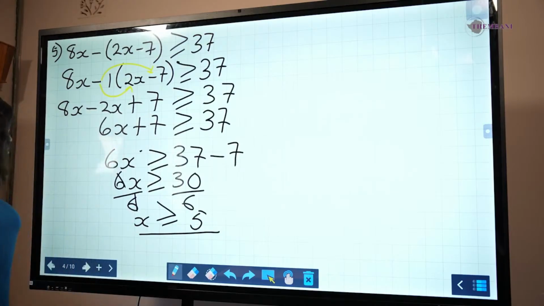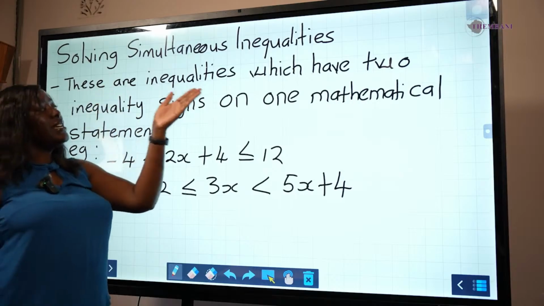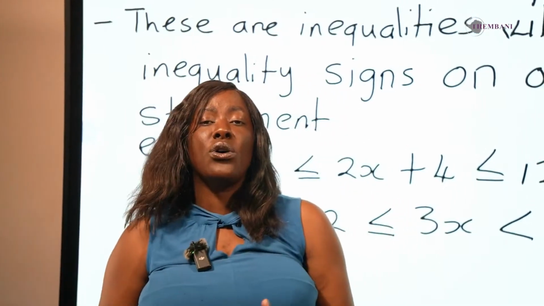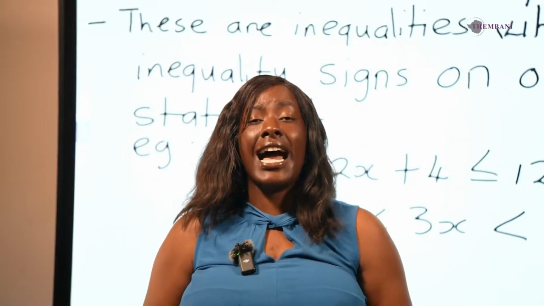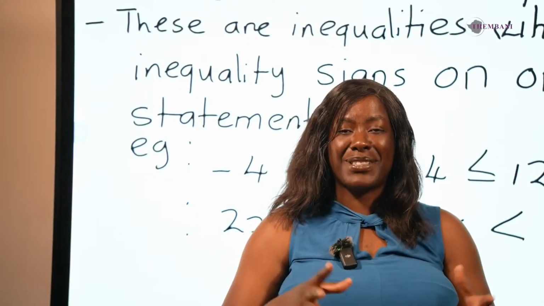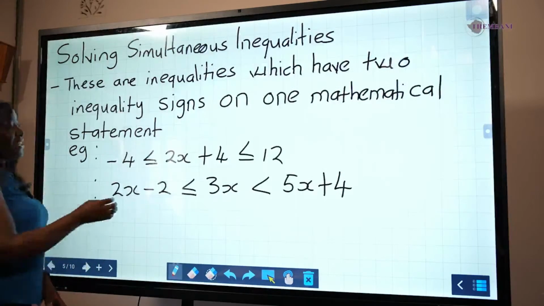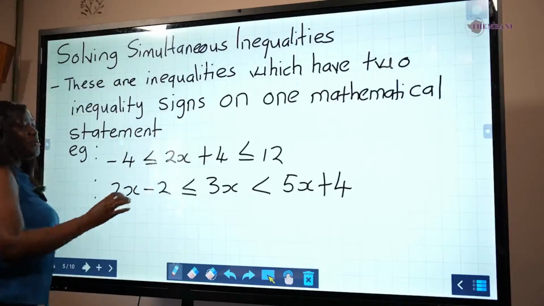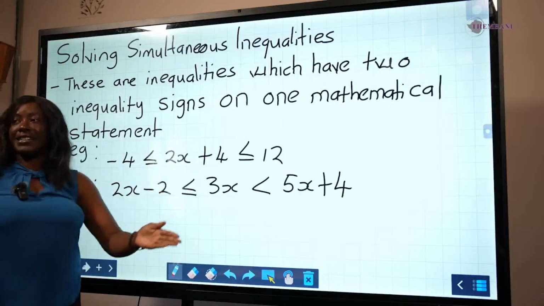But today we want to move on to something very interesting that we want to look at. We want to solve simultaneous inequalities. Maybe you are wondering or asking yourself, what are simultaneous inequalities? These are inequalities that have two inequalities in the same statement. For example, we have this inequality sign over here, and we also have this inequality sign over there, but they are in the same statement.